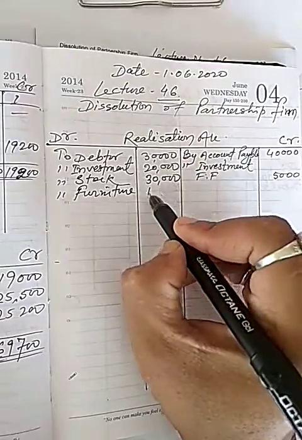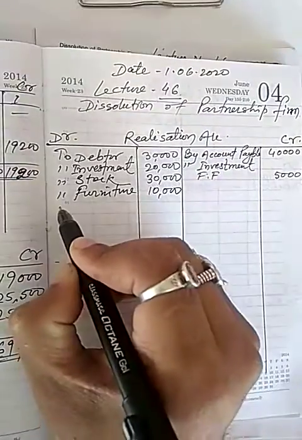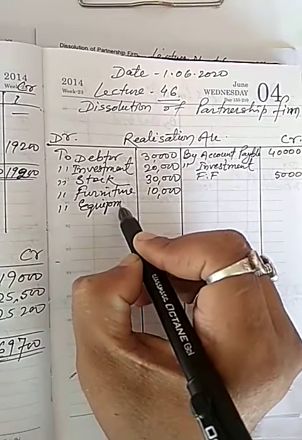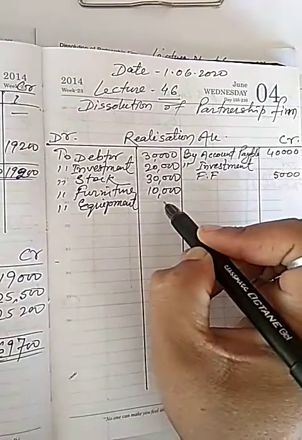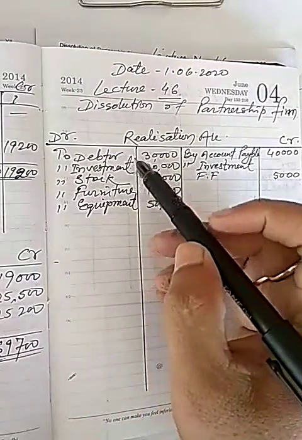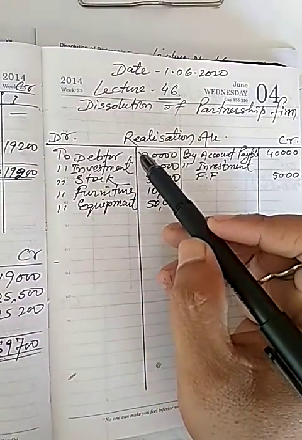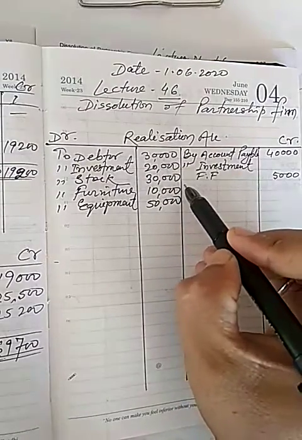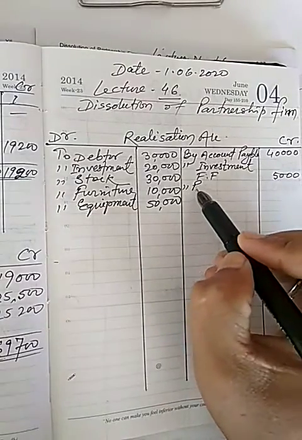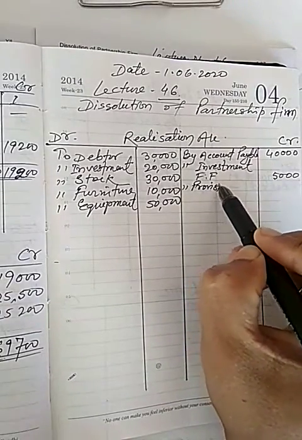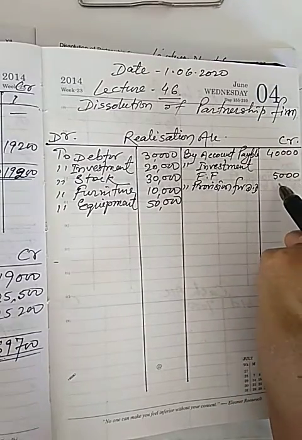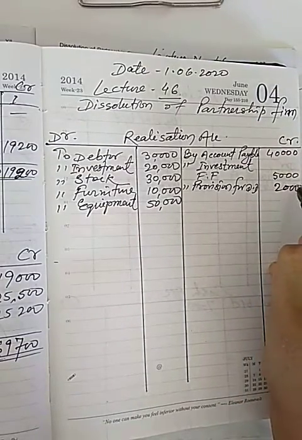Amount is 10,000. Equipment, and amount is 50,000. In debtor, it is also provision for doubtful debt, so I will transfer in credit side of realization account provision for doubtful debt. 2,000 is given.